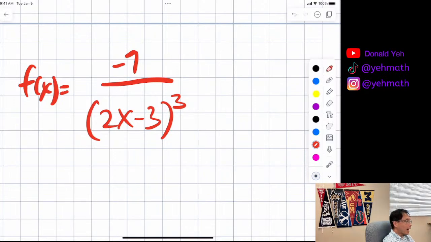Now remember, this is a constant on the top situation. This is a situation where I usually ask you to avoid the quotient rule. You could get it done.